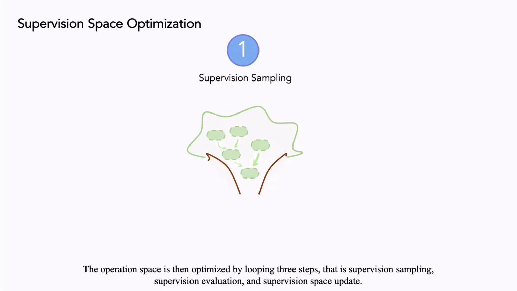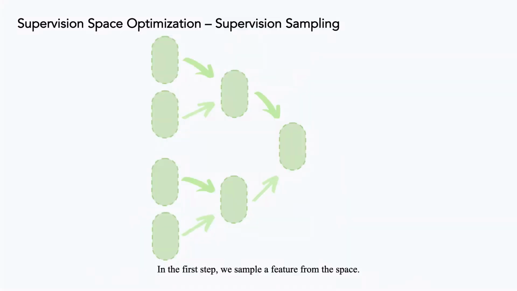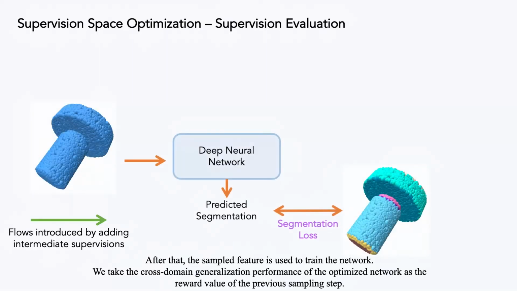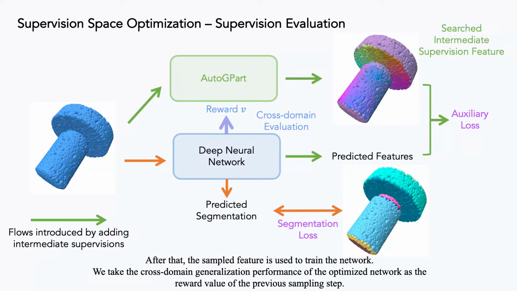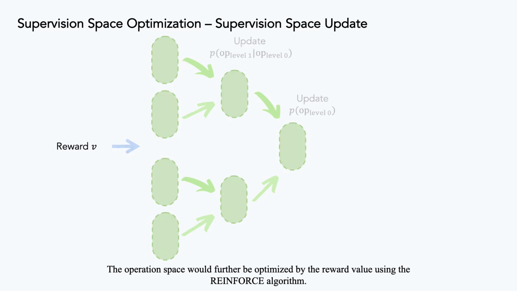The operation space is then optimized by looping 3 steps, that is supervision sampling, supervision evaluation, and supervision space update. In the first step, we sample a feature from the space. After that, the sampled feature is used to train the network. We take the cross-domain generalization performance of the optimized network as the reward value of the previous sampling step. The operation space would further be optimized by the reward value using the REINFORCE algorithm.